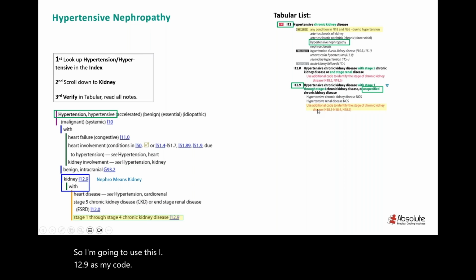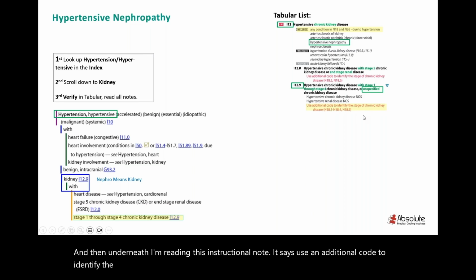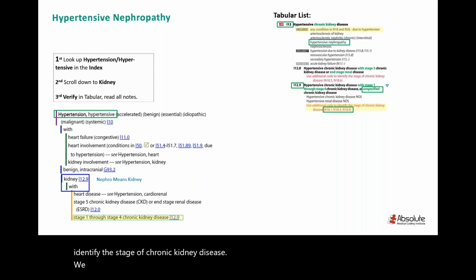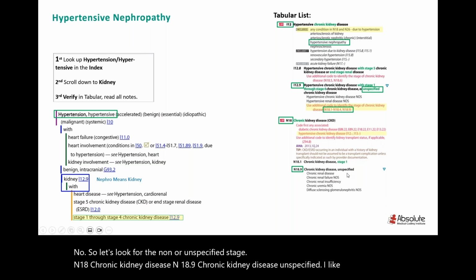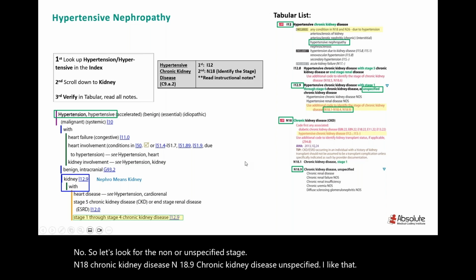And then underneath, I'm reading this instructional note. It says use an additional code to identify the stage of chronic kidney disease. Well, we don't know the stage, right? No. So let's look for the non or unspecified stage, N18, chronic kidney disease, N18.9, chronic kidney disease unspecified. I like that. The CKD wasn't specified.